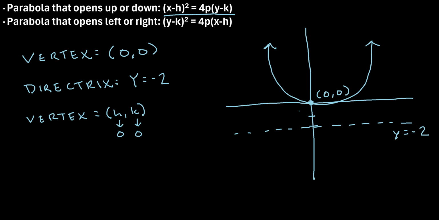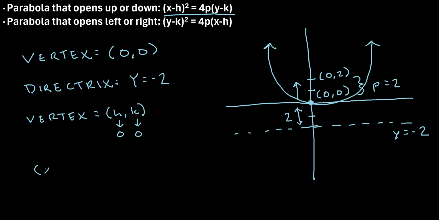The vertex is directly in between the directrix and the focus. So the distance from the vertex to the directrix is 2. That means we need to go 2 in this direction to figure out what the focus is. So if we add 2, we would get to (0, 2). So p, in this case, this distance right here, is a positive 2. It's the value that we have to add to get from the vertex to the focus. So p is equal to 2. And that makes sense that it's positive because when we have a parabola that opens up, p will be positive. So we have everything that we need to write our final answer.